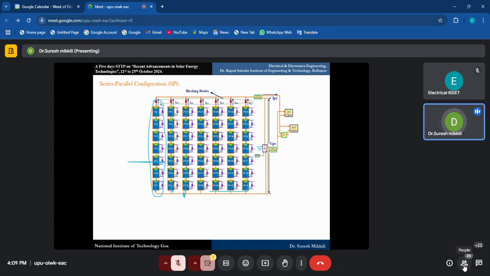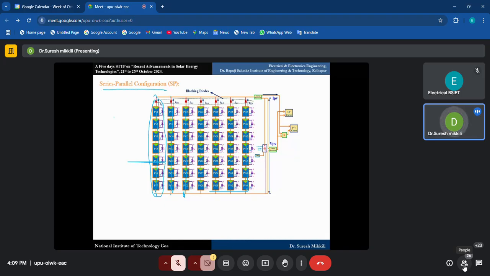So in each string, there are 7 modules connected in series. The second string also has 7 modules connected in series. Like this, 7 strings are there. In each string, all the modules are connected in series, but if you observe, all the strings are connected in parallel.